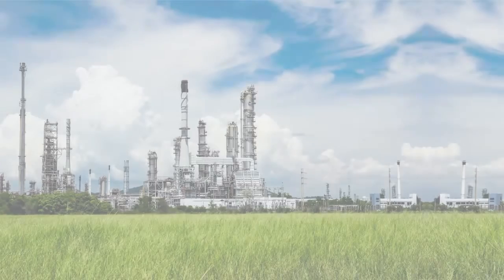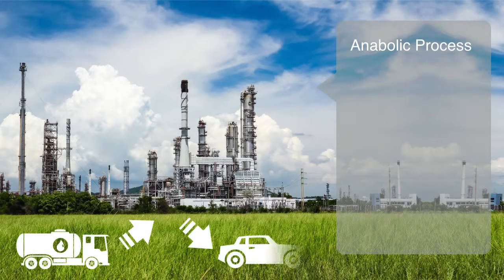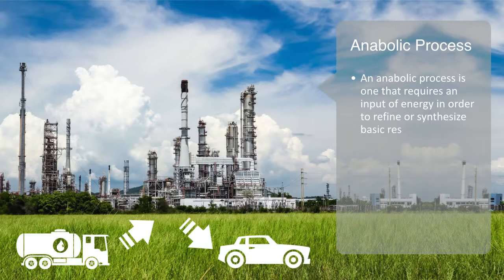Inversely, the output of this system might be used to fuel another. For example, the processing of crude petroleum within a refinery is required in order to produce the input for a vehicle of transportation. This is an example of an anabolic process, that is, one that requires an input of energy in order to refine or synthesize basic resources into resources of a higher quality.